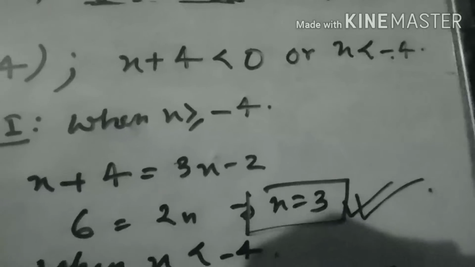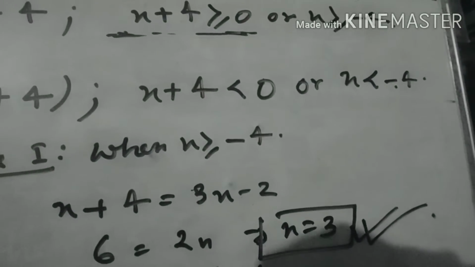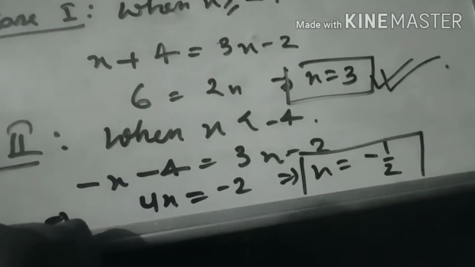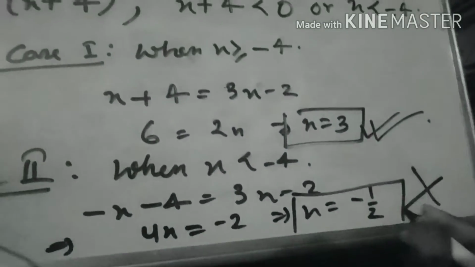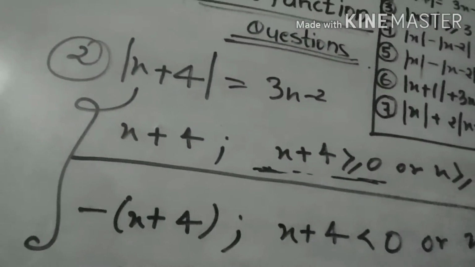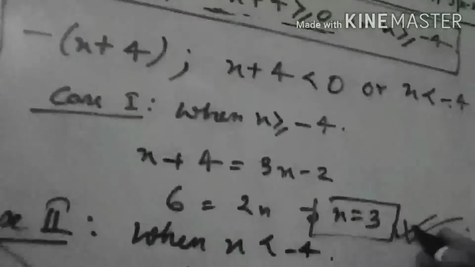Less than minus 4 means x must be minus 5, minus 6, minus 7, but it is minus half, which is more than minus 4. So this value is not satisfying. The condition satisfied is this. So the value of x will be 3.